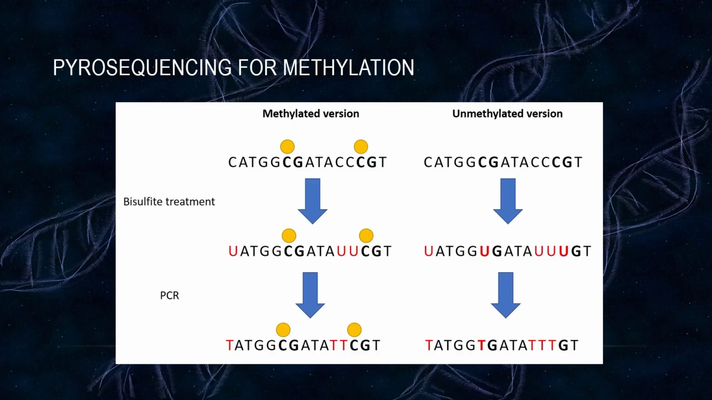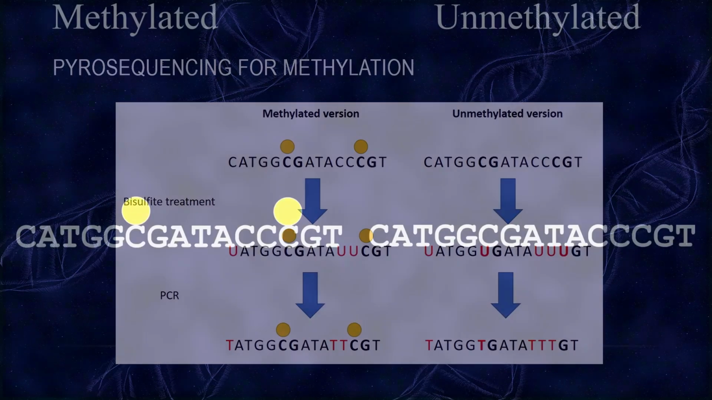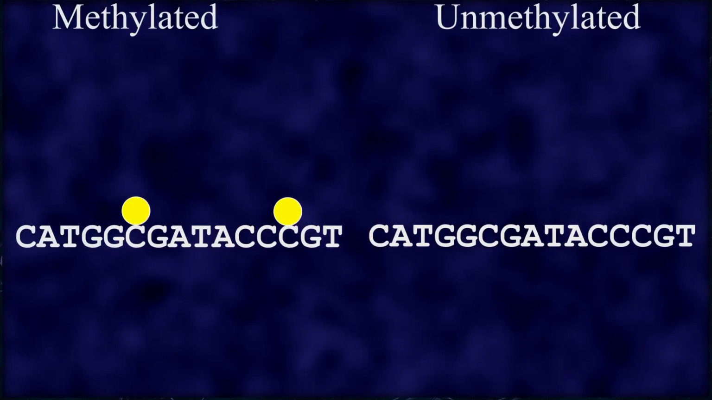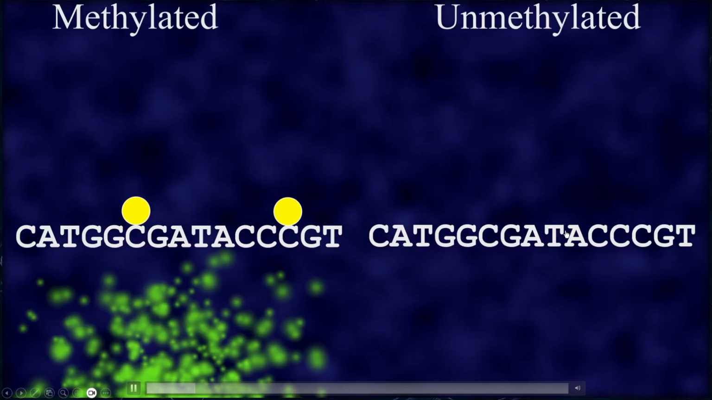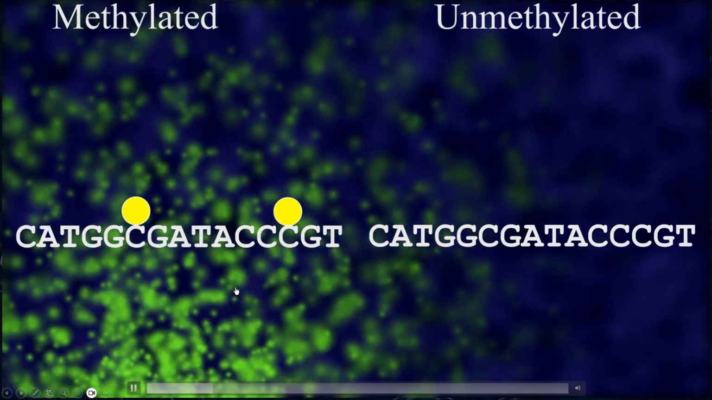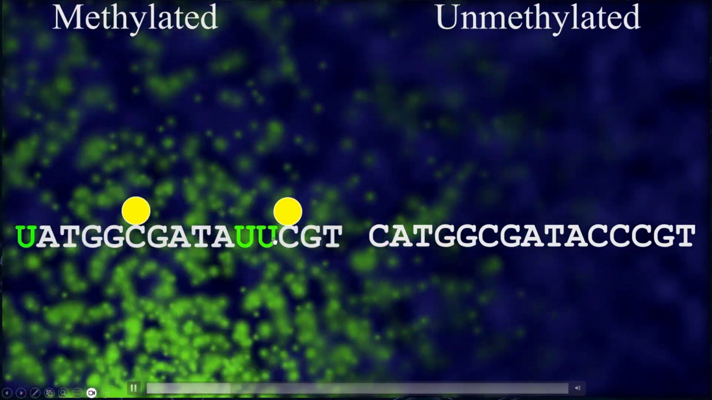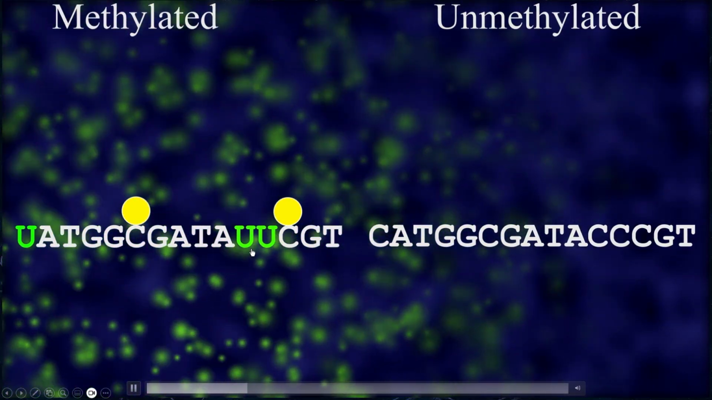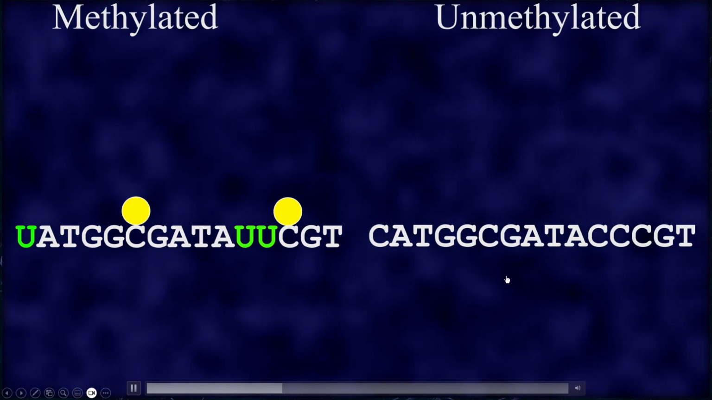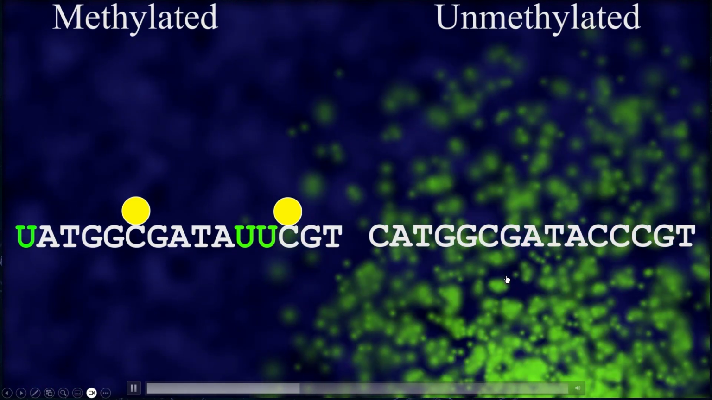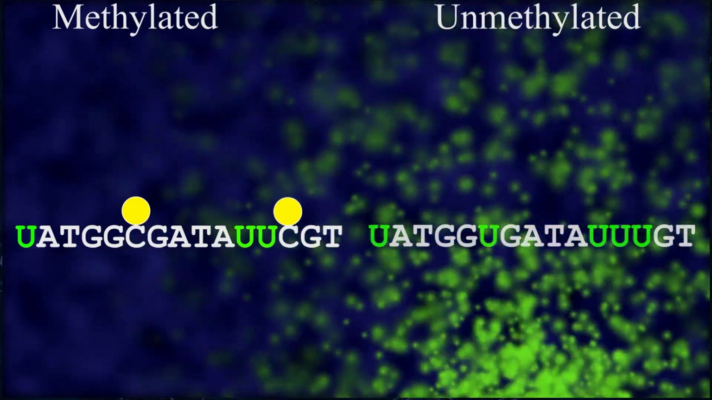Alright, so now on to the methylation part. So again, we're showing two different things here. So one where we have methylation of these two Cs, and then the other strand where we have none. So we treat with bisulfite, which converts unmethylated Cs into Us, or uracil. The methylated ones get protected. So in the unmethylated strands, we're going to have all of the Cs get converted into Us.